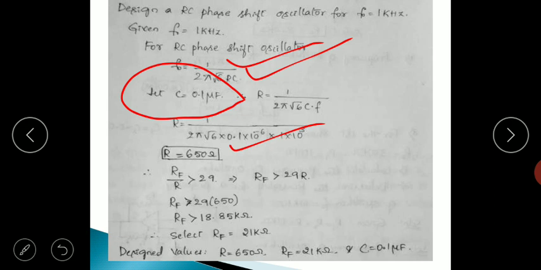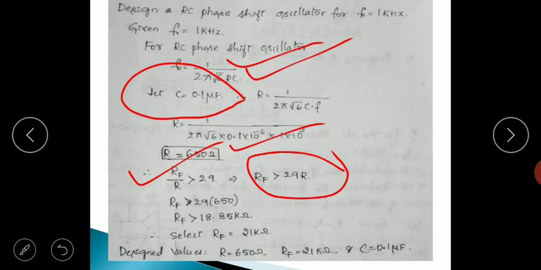So already you have found the values of R and C. Now you have to find the value of RF. So for that, how do we find that? We know that in RC phase shift oscillation, the gain should be greater than 29 because feedback fraction is 1 by 29. So RF by R, that is the gain, should be greater than 29. Hence RF equal to 29 into R. So R value you have got, that is 650.